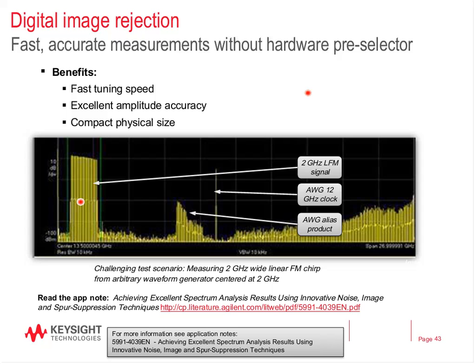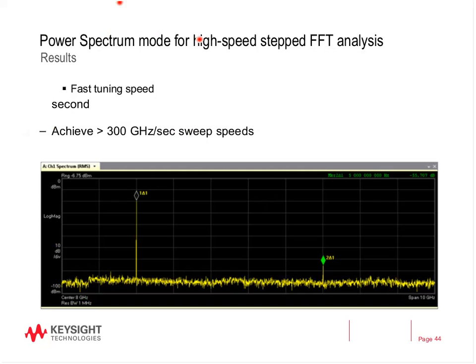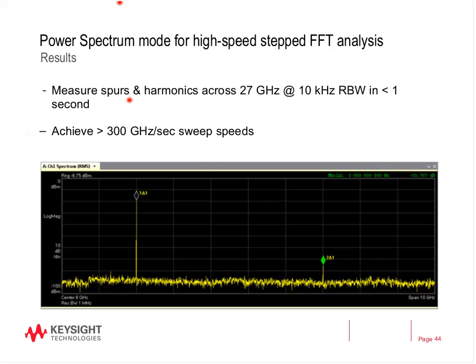And here we're showing a graphic illustrating a 2 gigahertz wide FM chirp through an ARB. And so you've got the chirp itself. You have also the alias product from the ARB, and then you've got the clock. And in this case, this particular spectrum analyzer is able to see all these things and eliminate any of the mixing products from the spectrum analyzer and do it in a fairly rapid manner. As an example here, we're showing with a 10 kilohertz res bandwidth over 27 gigahertz span, we can sweep that in less than a second. Okay. And this could achieve over 300 gigahertz per second sweep speed.